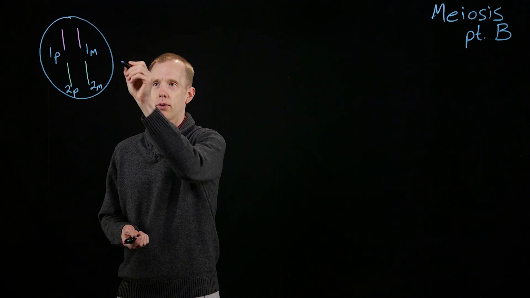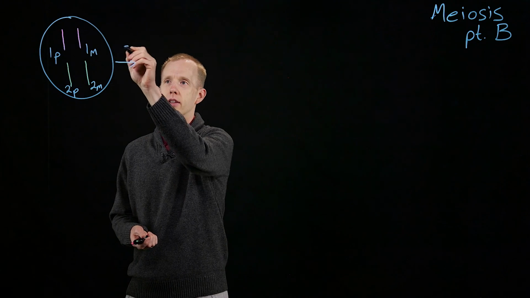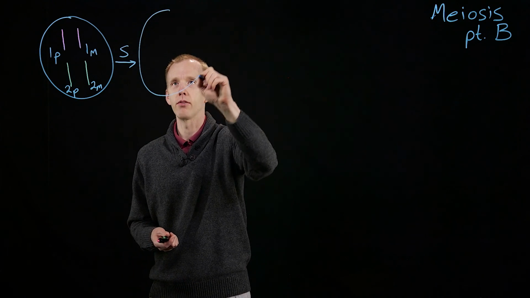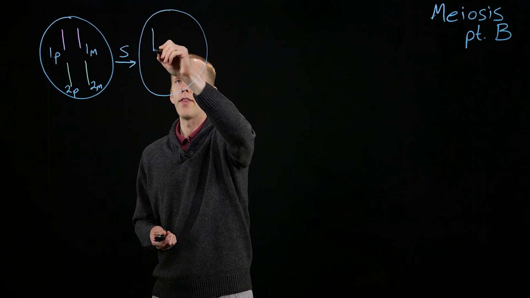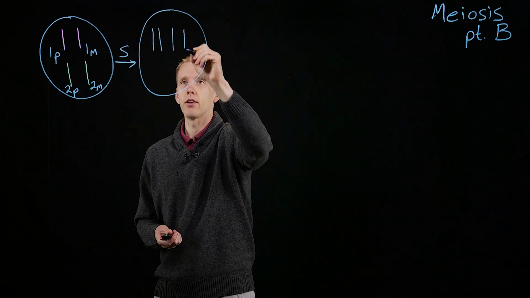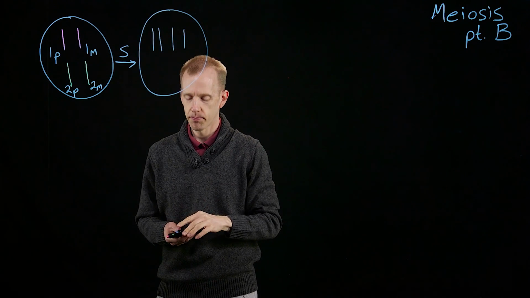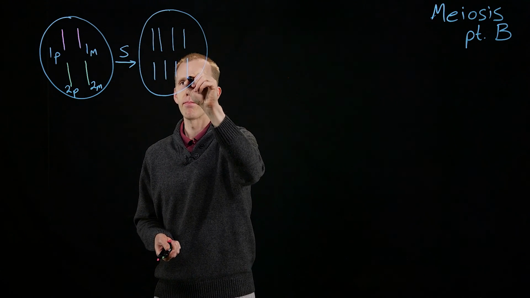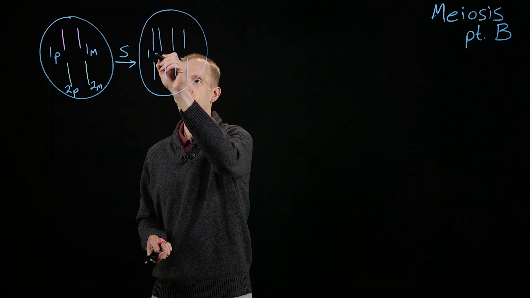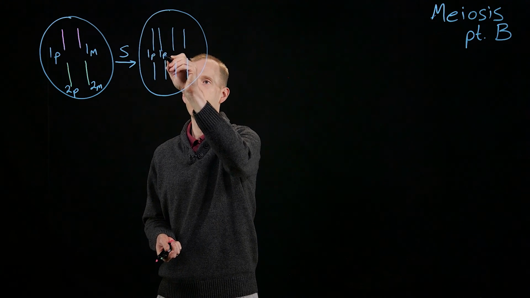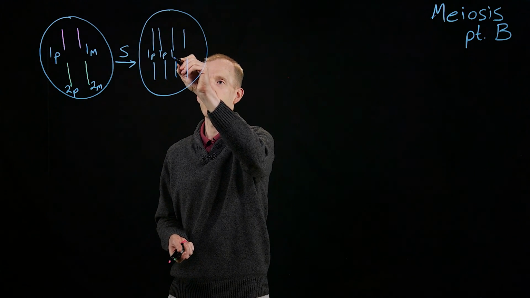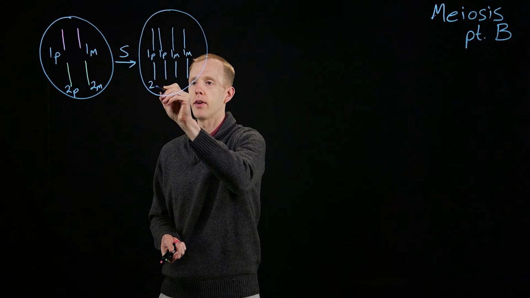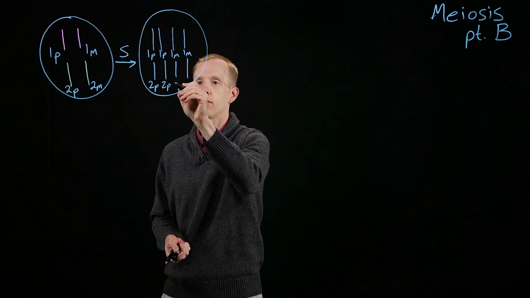The first step that we need to consider is the synthesis of new strands, new double helices of DNA. And that makes us our tetrads. 4 copies of each chromosome. 2 chromosome 1s from dad, 2 from mom, and the same for chromosome 2.